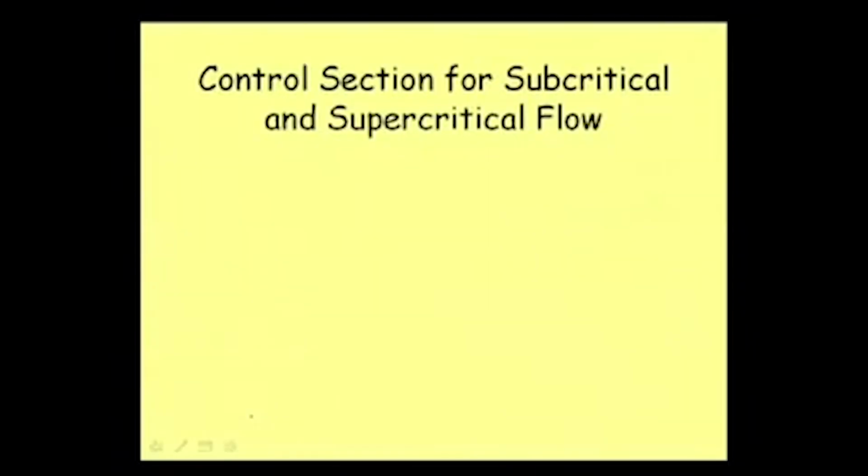In the last class we did discuss the control section, and how a supercritical flow gets affected only by the disturbance that we create at the upstream of that, and subcritical flow gets affected by the disturbance created at downstream of that flow section. So, let us go into some more detail of that particular issue.